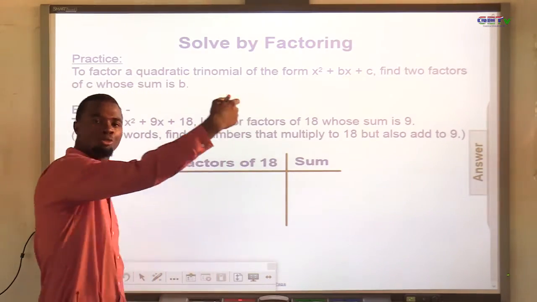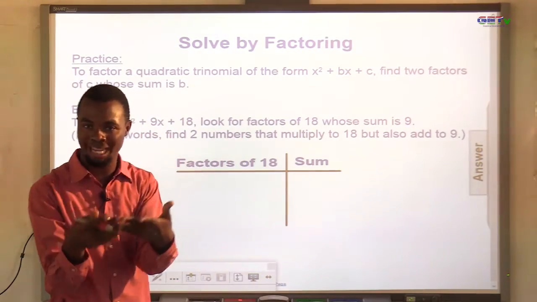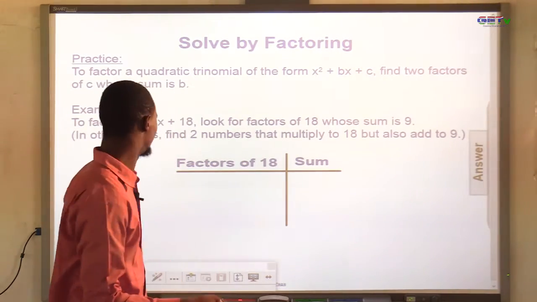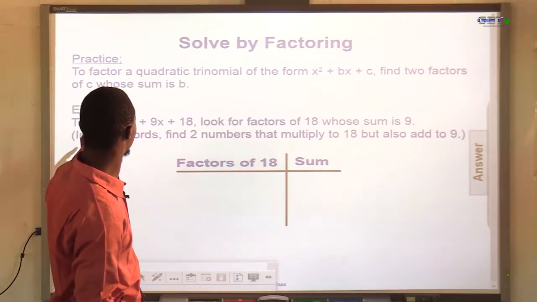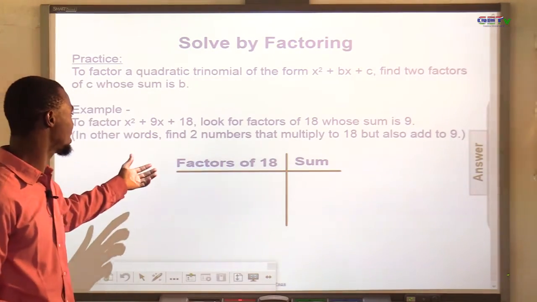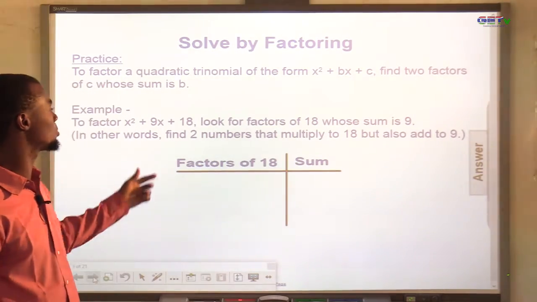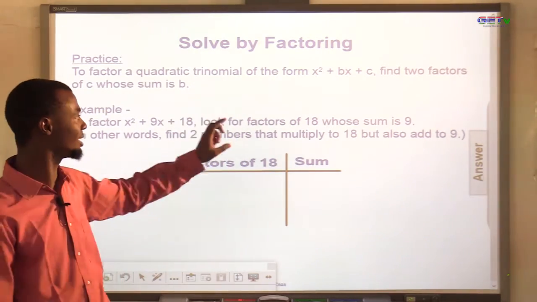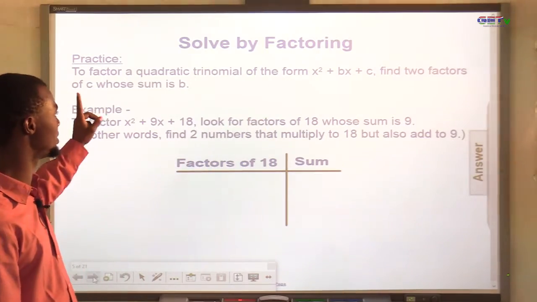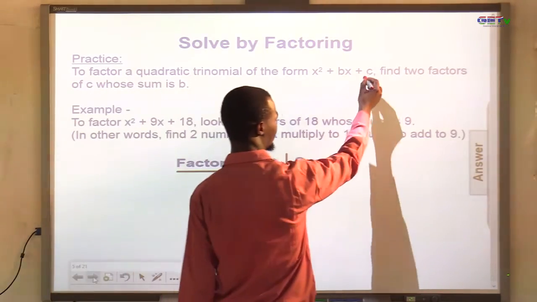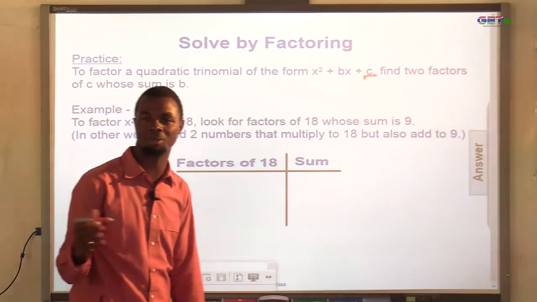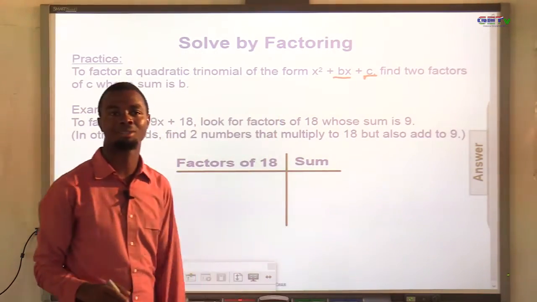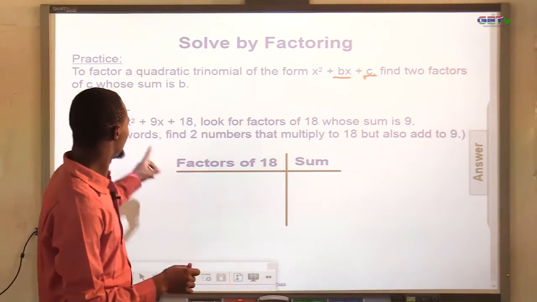Now, what do you mean by two factors of c? Two numbers that if you multiply them, you will have c, and if you add them, you will have b. For instance, you have an example here, x squared plus 9x plus 18. Looking at the explanation given first, that is two factors of c whose sum is b. This is c, the constant value, the term without x, and b is the other term here with the x term.